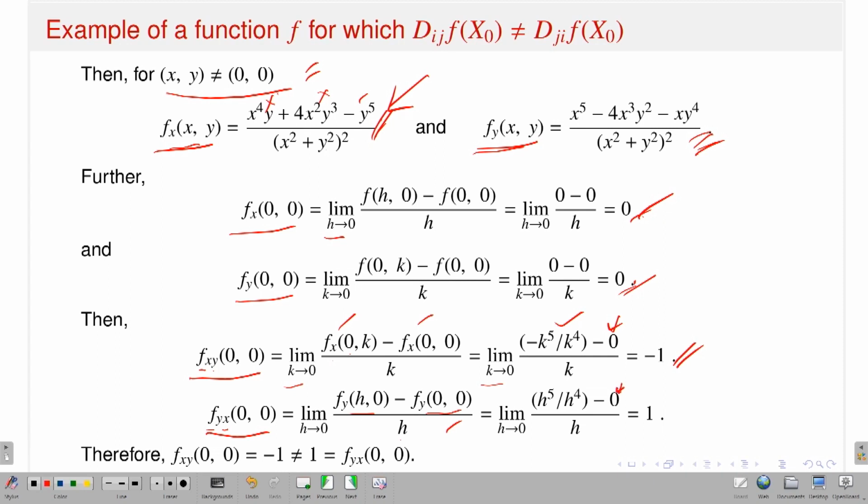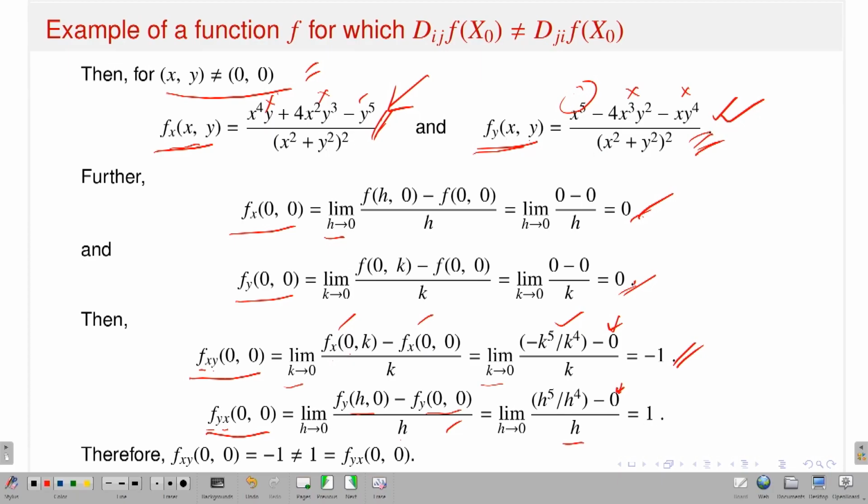And what will happen to f_y at (h,0)? Now (h,0) is a point different from the origin, and this is exactly the calculation I have done. So f_y at the point (h,0), that means y is 0, y is 0 means this term will not be there, so only this term will be there. So that means h^5 divided by h^2, that means h^4 over, y is 0, so divided by h, again it should be 1.